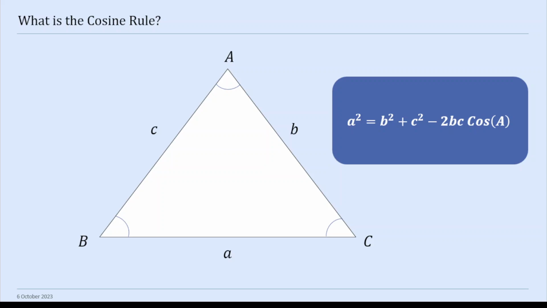This is actually a generalization of Pythagoras' theorem, because when A is 90 degrees, then this term at the end becomes 0. So if A is 90, that means a would be the hypotenuse, and you just get a squared equals b squared plus c squared, which is Pythagoras' theorem. So this is a generalization of Pythagoras' theorem.